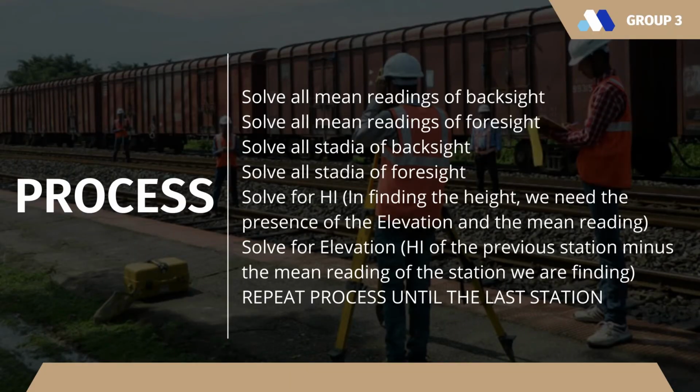As a summary, here is the process in computing for 3-wire leveling. So first is to solve all mean readings of the backside, then followed by all mean readings of the far side, then solve all stadia of the backside and all stadia of the far side. Then solve for HI. In HI, we need the presence of the elevation and the mean reading. And lastly, solve for elevation, or HI of the previous station minus the mean reading of the station we are finding. So we are just going to repeat the process of solving for HI and elevation interchangeably until you finish all the stations.